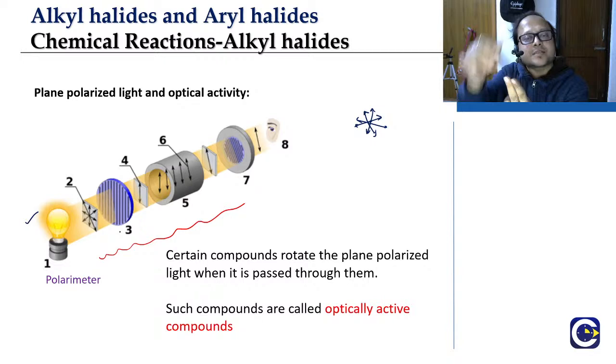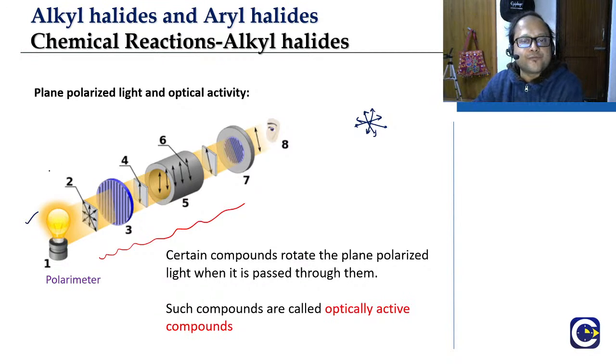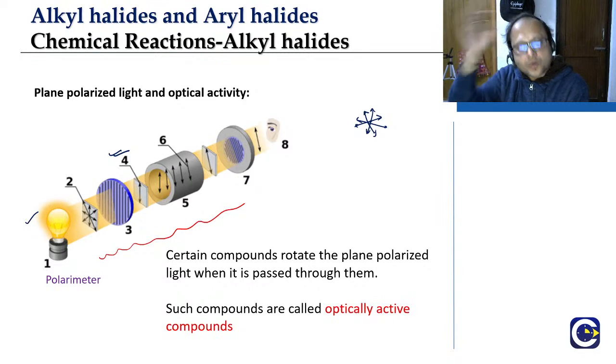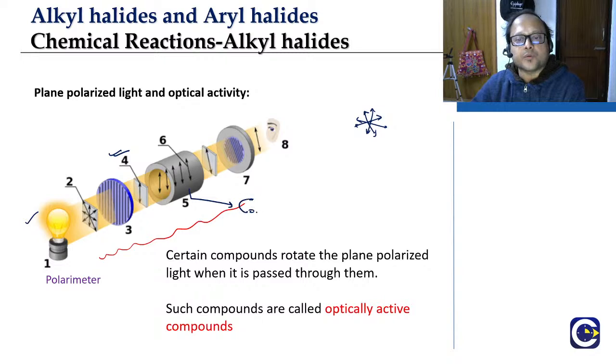So earlier it was unpolarized. Once it passed through it, you can see here in 4 only the polarized one can pass, right? So now it is monochromatic also. So it will relate to only one particular color, right? Now you have got your compound over here. In this tube you have got your optical compound.